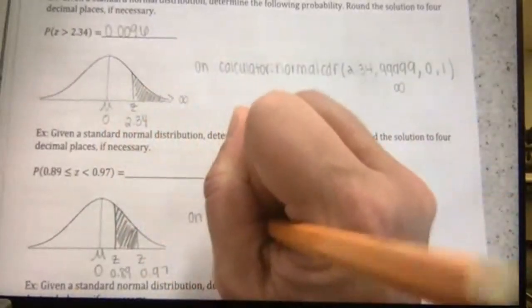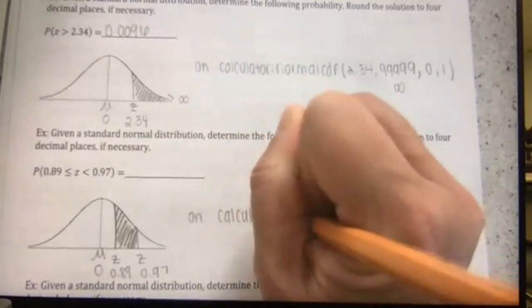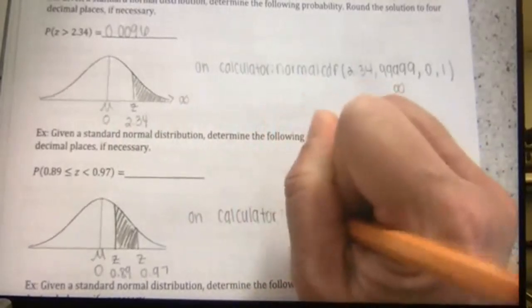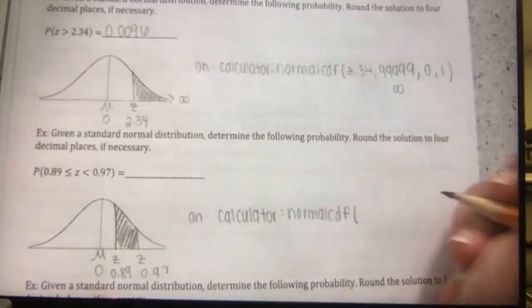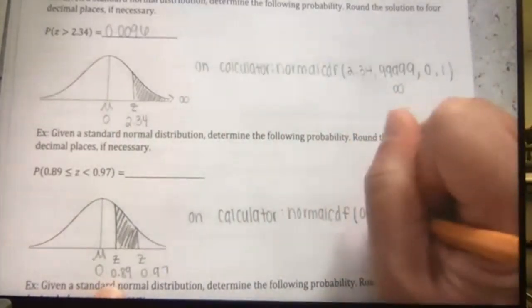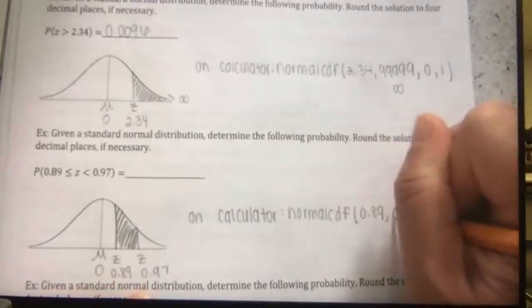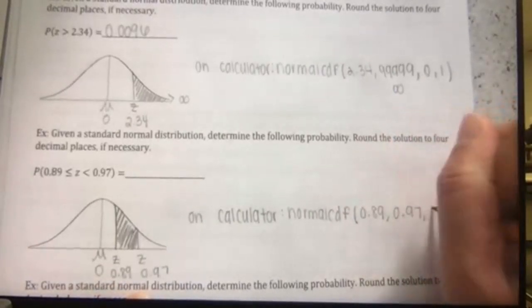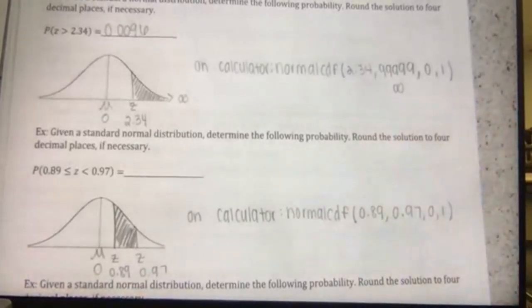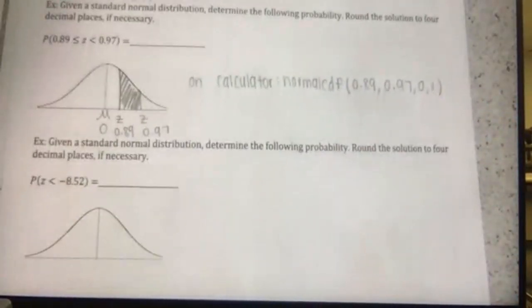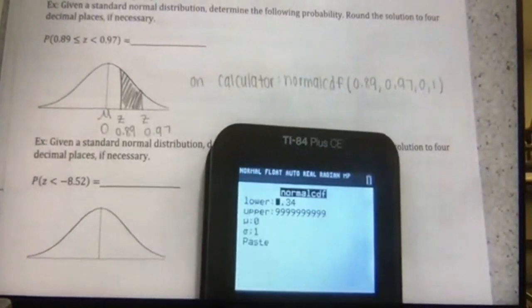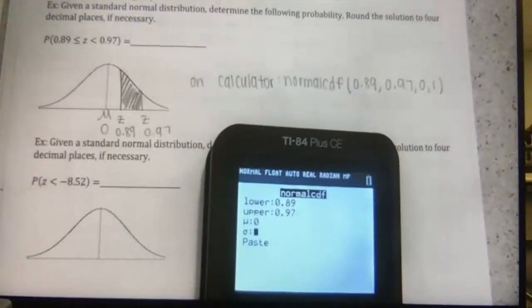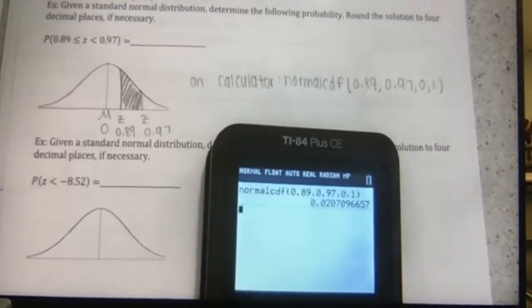So on our calculator, we have normal CDF. Our lower boundary on the left-hand side is 0.89. Our upper boundary on the right-hand side is 0.97. Our mean is 0, and our standard deviation is 1. So on our calculator, second VARs, normal CDF, lower 0.89, upper 0.97, mean is 0, standard deviation is 1.